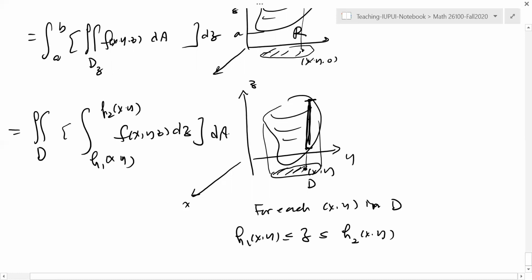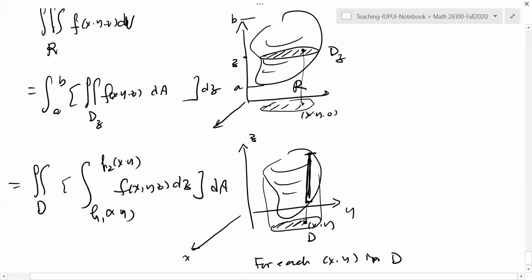So there are two different ways to set up the iterative integrals. You can begin with a double integral and the inside is a single integral, or you can begin with a single integral and the inside is a double integral. It depends on the problem. Sometimes one is better than the other, just like with double integrals, where you have two iterative integrals and sometimes one of them is better than the other when you evaluate. That is what I want to talk about today.